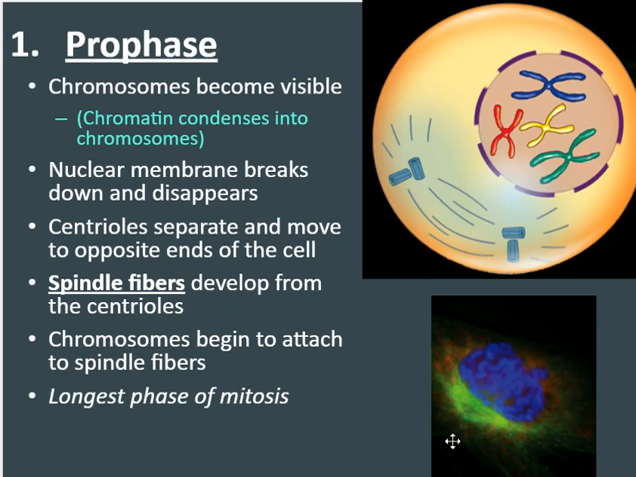Here's an example of a cell in prophase, this dark blue color. This is the DNA. So here we're seeing the chromosomes starting to get kind of clumpy. That's a technical term, clumpy.